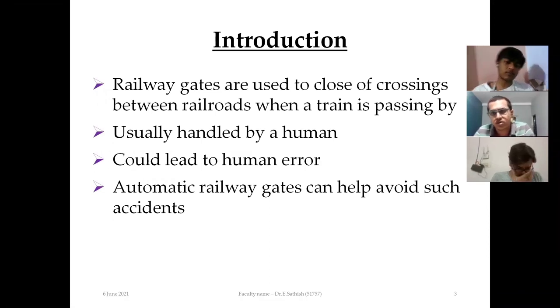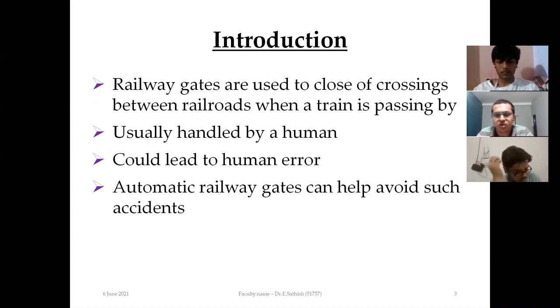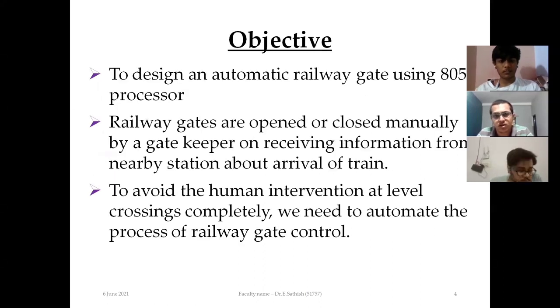Railway gates are used to close crossings between the railroads when the train is passing by. Usually, these are handled by humans, so there is a possibility of human error. So we have a plan to automate these railway gates in order to avoid such accidents. And then next slide, objective.